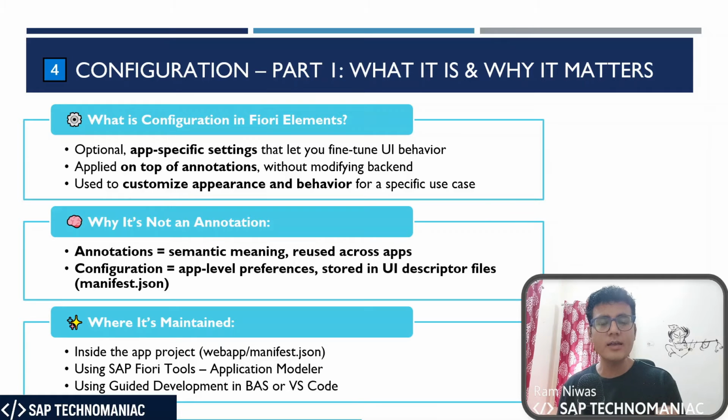And where you can do those settings? You can do them in the manifest.json file. You have to go to the BAS, Visual Studio, wherever you are working, and edit that manifest.json file. We can say this is the app descriptor file, the UI descriptor file. It can be modified directly, or you can use the application modeler tool or the guided tool. These are all available in BAS as well as Visual Studio. We will discuss BAS and Visual Studio in detail in an upcoming video, but we can maintain this manifest.json file. But what are all the things we can do using this manifest.json file?